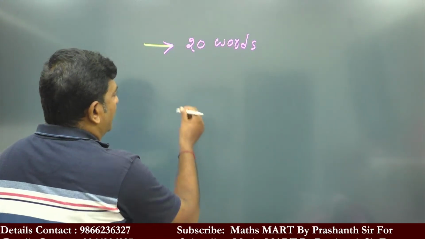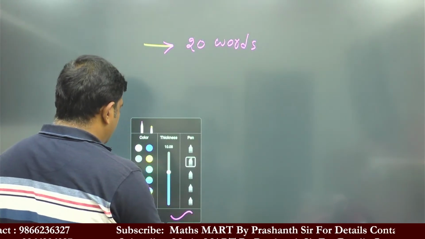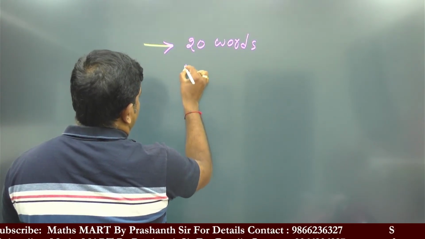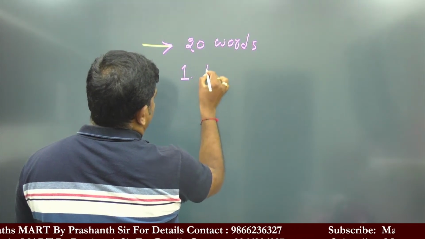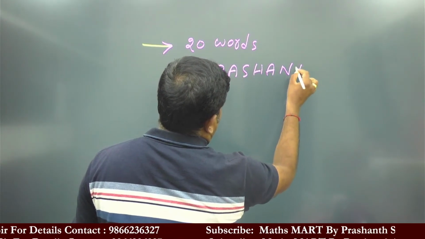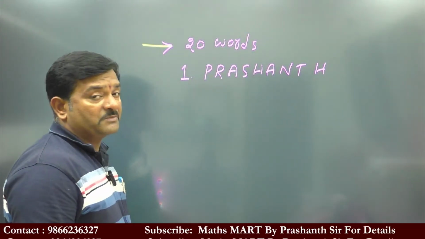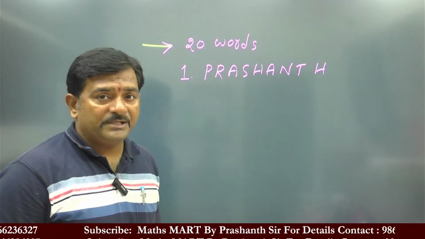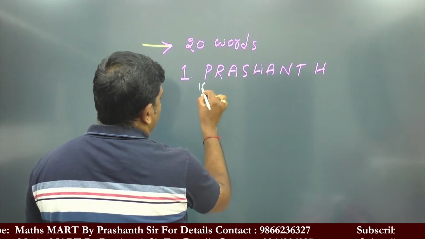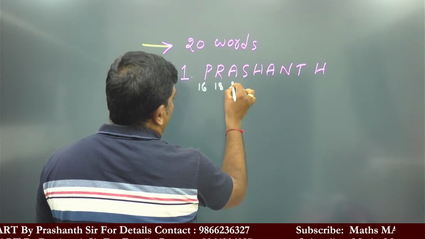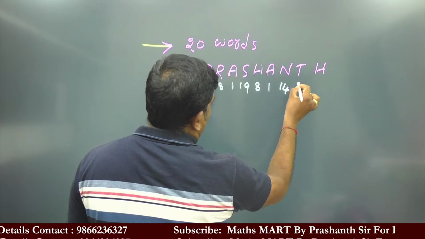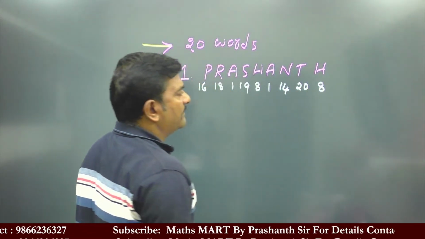For example, I'm taking one word here, to give you some clarity. I'm taking my name as the first example. My name is Prashanth. Capital letters or small letters, your wish. Then I should assign the numbers for this. P means 16, R means 18, A 1, S 19, H 8, A 1, N 14, T 20, finally H 8.